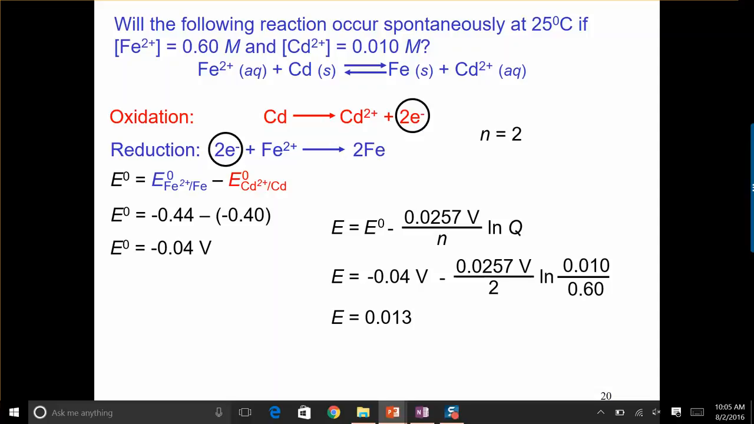You're just using the aqueous species, the things in aqueous concentrations. Everything else would be solid, and you can't use solids. So we use the things in concentration units, the Cd2+ and Fe2+ concentrations, and put them over one another to determine the spontaneity of this reaction. E equals 0.013. It's positive, so it is spontaneous. This will occur spontaneously at those concentrations. At other concentrations, it wouldn't, but at that concentration, it will.